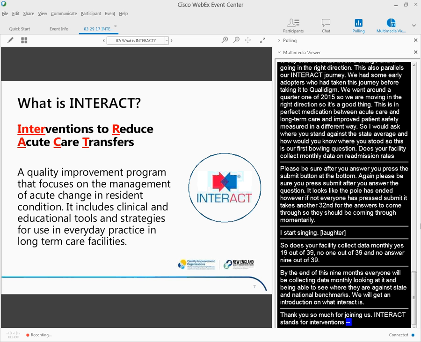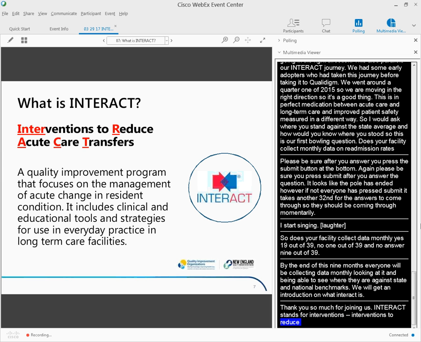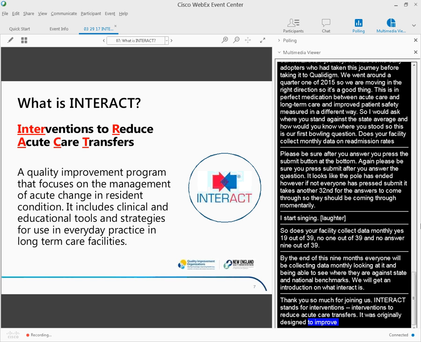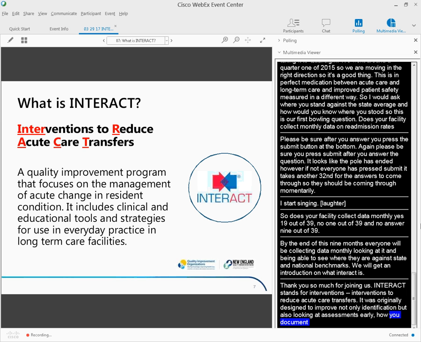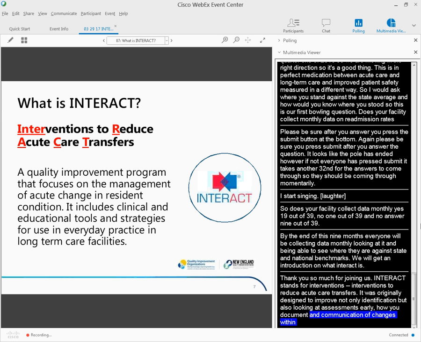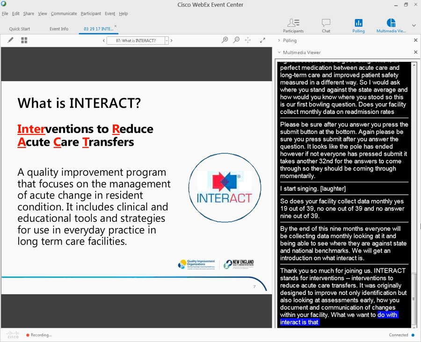So, Interact was originally designed to improve not only the early identification, but also looking at assessments early, how you document, communicating the changes of residents within your facility. What we want to do with Interact is catch early nuances that occur. We have to transfer our residents.